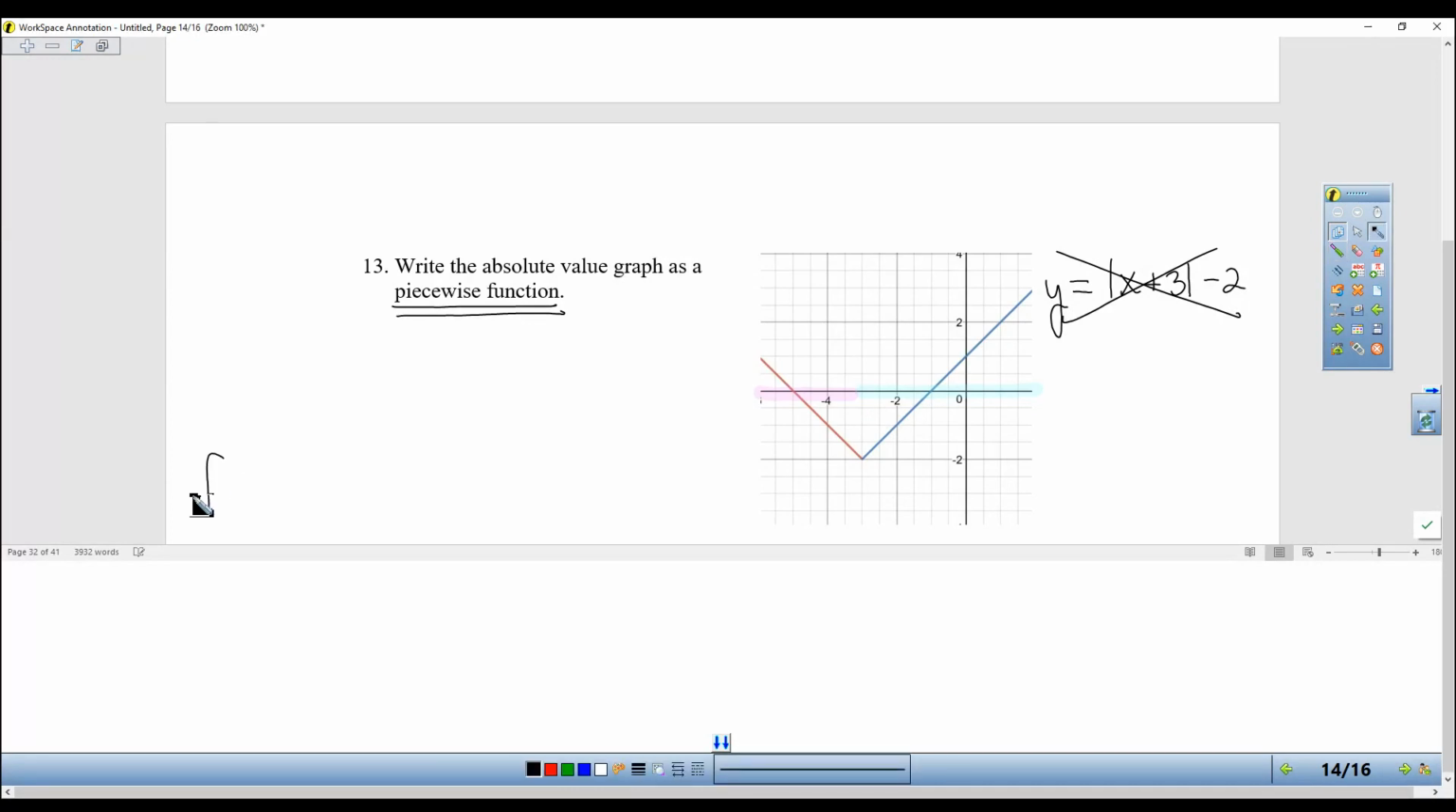So the piecewise function, f of x is equal to, I've got my red section goes from negative infinity to negative 3. It doesn't matter which one gets the parentheses, and then from negative 3 to infinity. Infinities always get the parentheses. The red one is a downward slope, and it's just a slope of 1. And the blue one is going to be a positive slope.